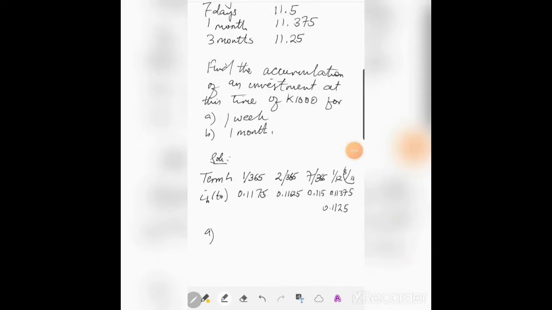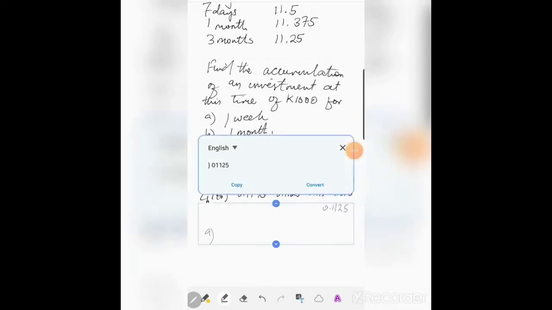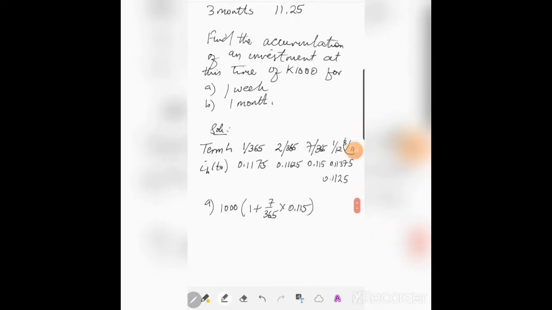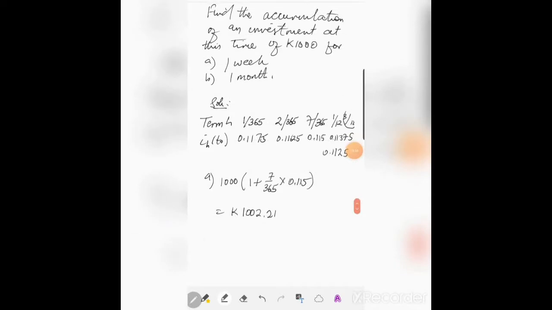at this time of 1000 kwacha for 1 week. So for 1 week, what do you have? You have 1000, then 1 plus 7/365. You multiply this by 0.115, and this gives us what? This gives us 1002.21. Then for B we have a 1000, and we need to know for a month.